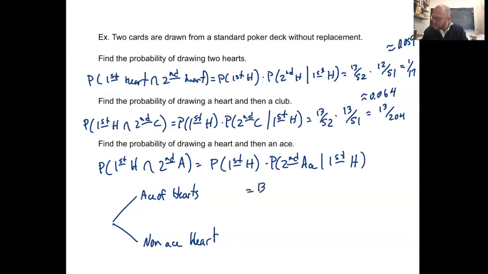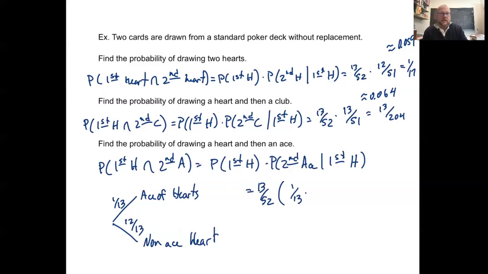Okay, so 13 out of 52. If we know that we've got a heart, then out of the 13 possibilities, 1 is an ace, and the other 12 are not aces. So we'll have the 1/13 here times, and now we have to think about what our numbers end up being. We have drawn the ace of hearts.